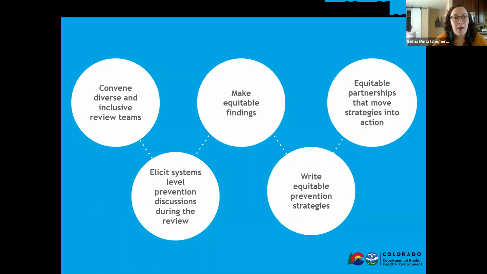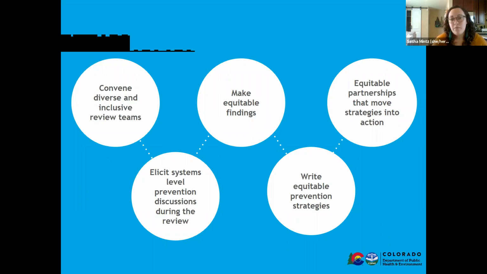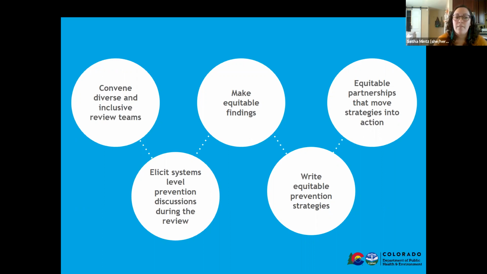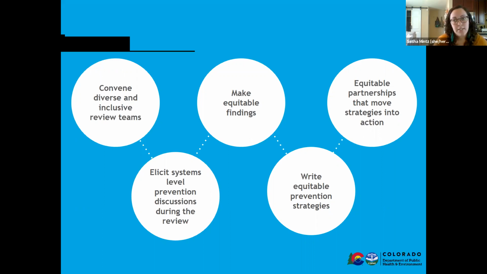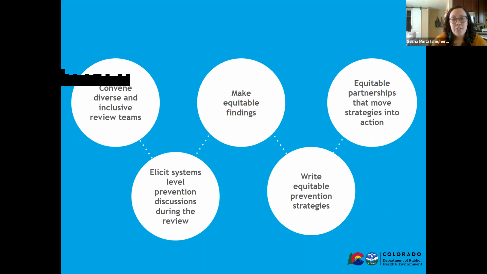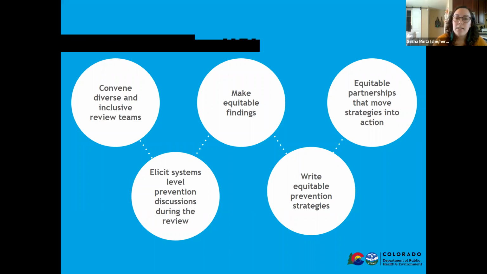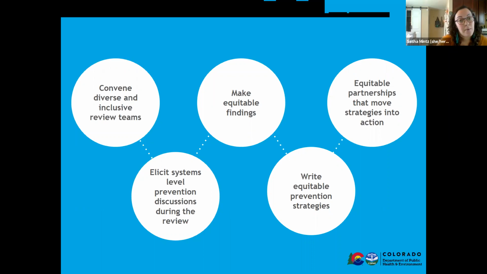So this equitable process really starts with recruiting and convening diverse and inclusive review teams where there's shared power among team members. And having these diverse and inclusive teams really encourages prevention discussions during the review that are focused on systems level changes that lead to more equitable findings. And having this process, again, leads to prevention recommendations that prioritize that community voice and considers potential unintended consequences of the recommendations that we make.